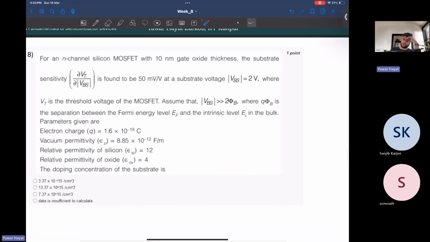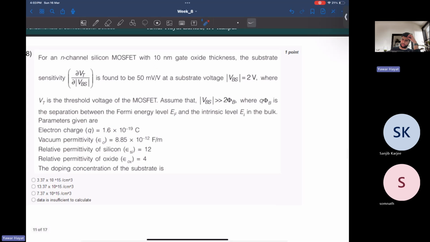So the question is that for an N-channel silicon MOSFET with gate oxide thickness of 10 nanometer, the substrate sensitivity is found to be 50 millivolt per volt at a substrate voltage VB equal to 2 volts, where VT is the threshold voltage of the MOSFET. Assume that the mod of VBS is greater than 2 phi B, where phi B is the separation between the Fermi energy level EF and the intrinsic level EI. We need to compute the doping concentration.